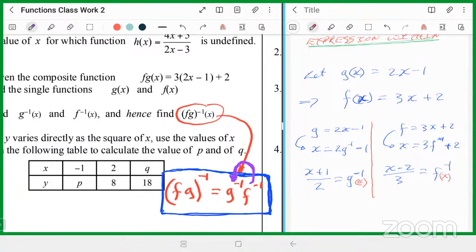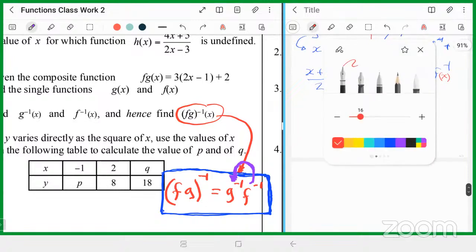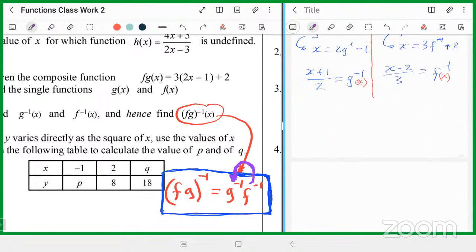That is it. I found the g to the minus 1 and the f to the minus 1. And the question says, hence, find this now. And I said, to do that, we're going to use this rule. Right? I'm going to write it down here now. Hence, let's say, hence, the fg all to the minus 1.